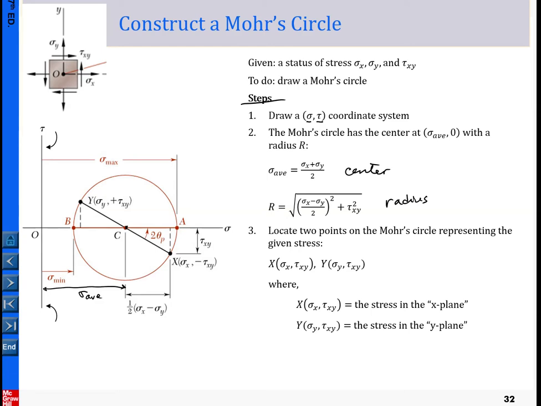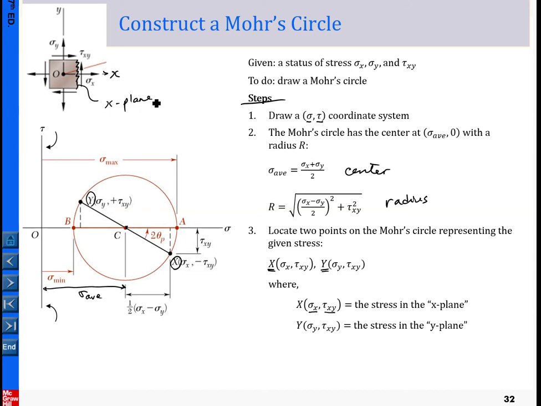Then once the Mohr circle is built up, we need to locate two particular points. The two particular points are called the x point and the y point. The x point has two coordinates, and that represents the stress in the x plane. What I mean here, for example, is that this is our axis, so basically this is a plane, and we call it the x plane.